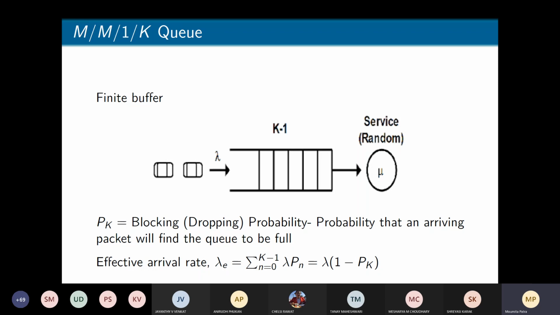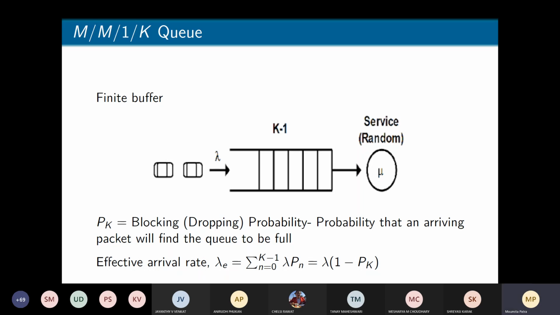So you have a fixed buffer size, and your server can serve one job at a time. In such a system, what will happen if you send a large number of packets at the same time and it exceeds the buffer size? Those packets will be dropped. That's what happens in real life also with routers. So essentially only some amount of lambda will reach the system, and some amount of lambda will be dropped.